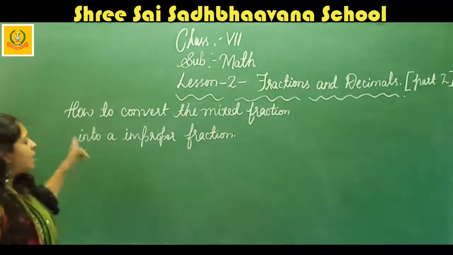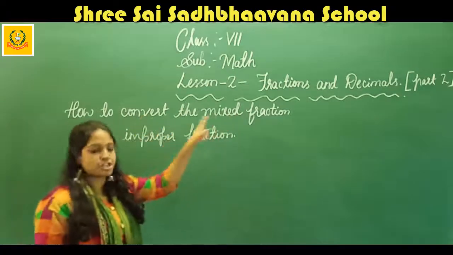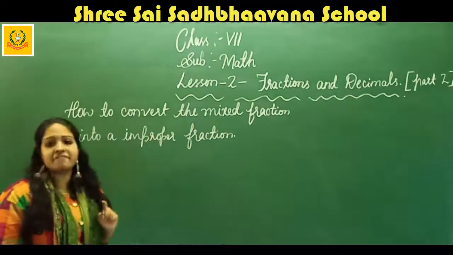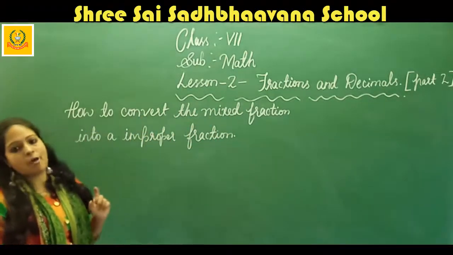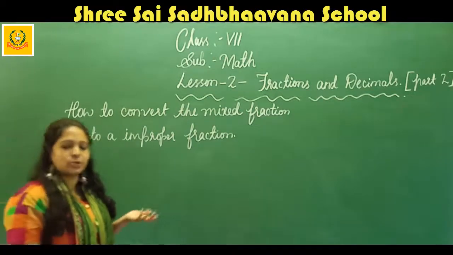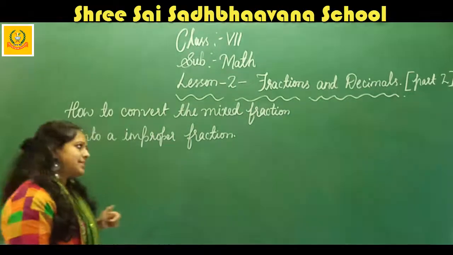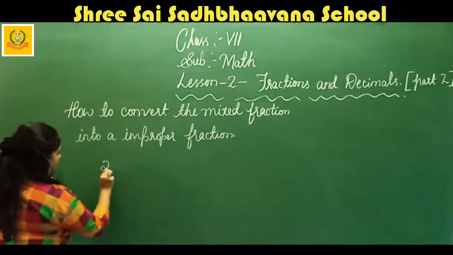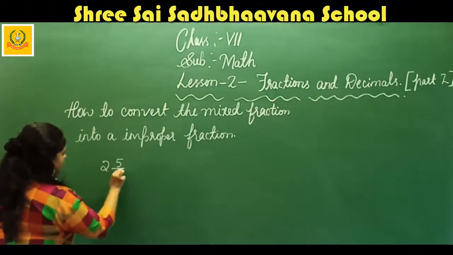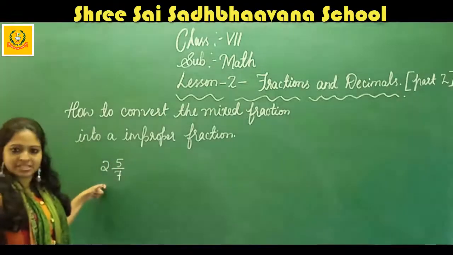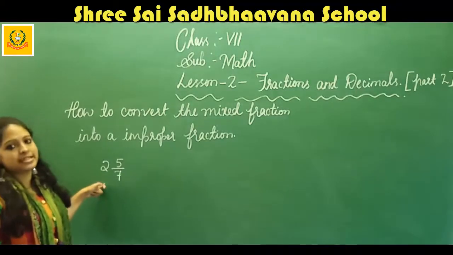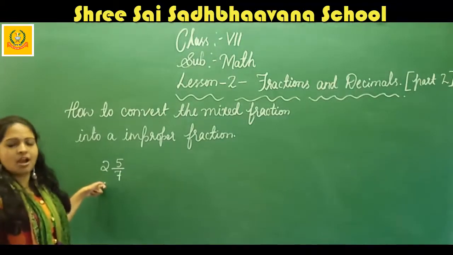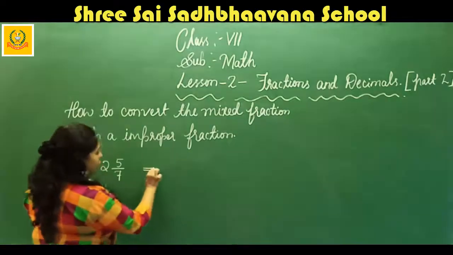So let us see here how to convert the mixed fraction into an improper fraction. Now we are going to learn how to convert the mixed fraction into an improper fraction. Let us see that. So now this is a mixed fraction. I want to convert this into an improper fraction. How to convert this? See here.